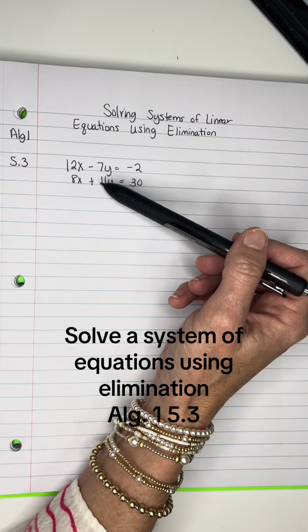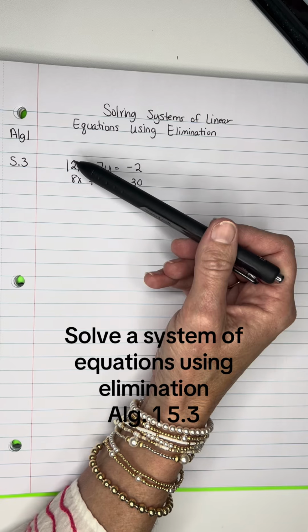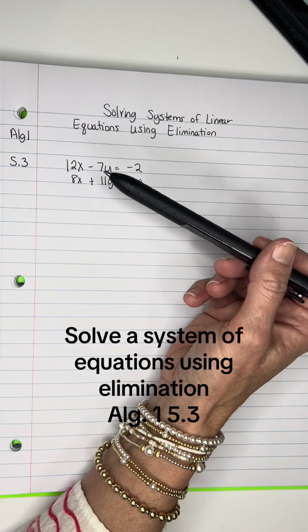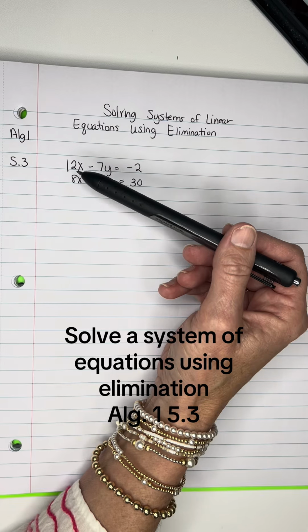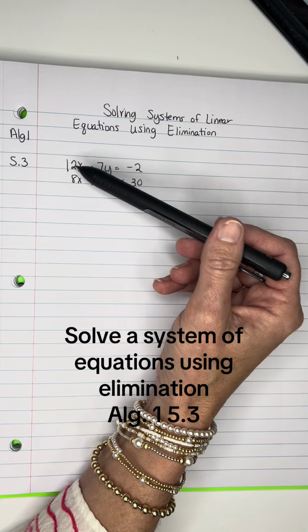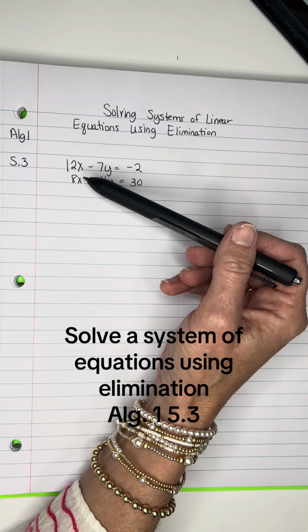But 7 and 11, the smallest number that they will go into is 77, and that's going to make some really, really big numbers. So it's probably going to be easier to work with 8 and 12. If you think to yourself, what is the smallest number 8 and 12 go into? They both go into 24. So let's turn them into one a positive 24 and the other a negative 24.